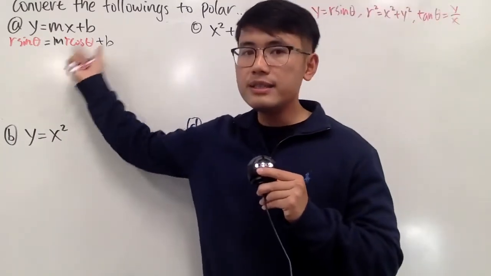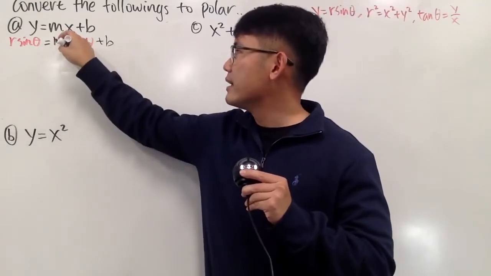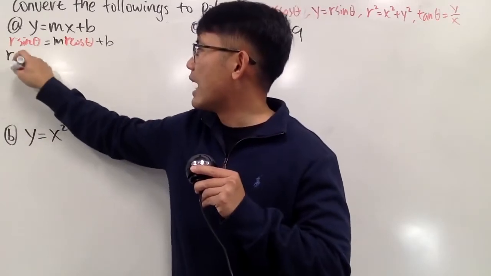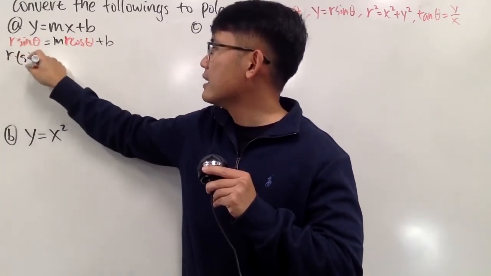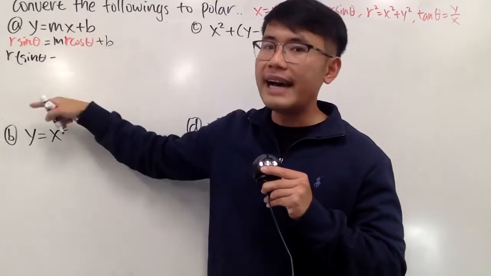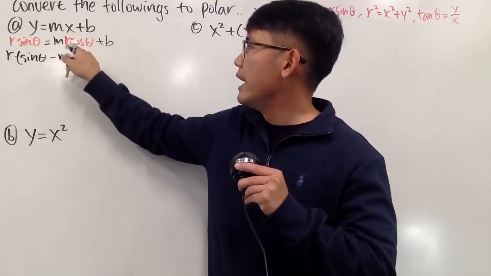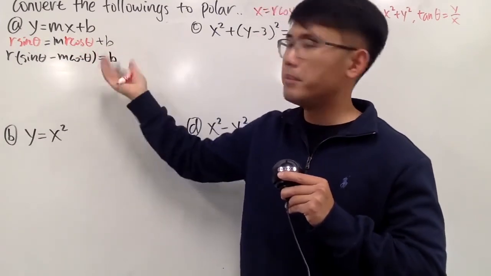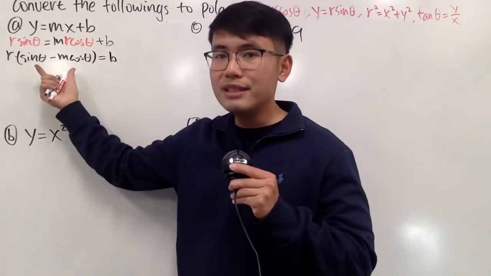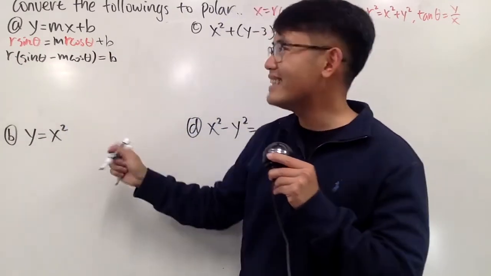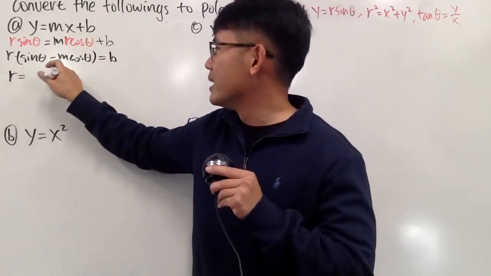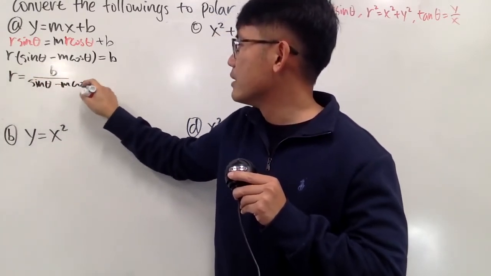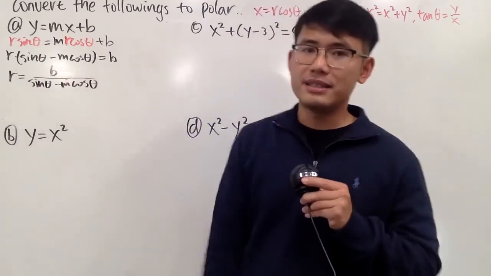Therefore, let's move this to the other side and let's isolate the r by factoring out first. So we will end up with r times sine theta minus this on the other side. So we have the m, and the r is out already. So we have cosine theta here, and this is equal to b. And because this is r times this, of course we can just divide this quantity on both sides. We get r equals b over sine theta minus m times cosine theta, just like this.